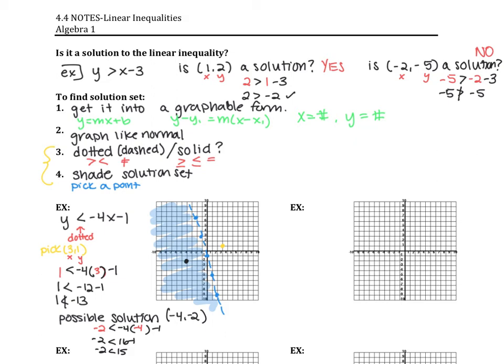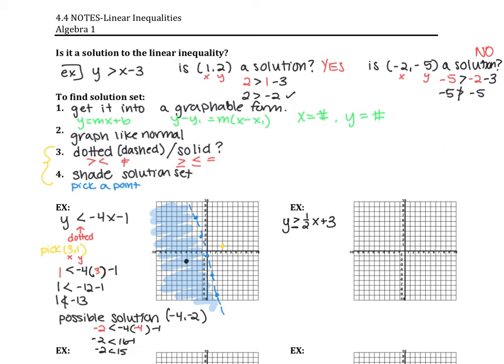All right, I would like you to try one. Try this equation. Let's graph y is greater than or equal to 1/2 x plus 3. Hit pause and try this problem.